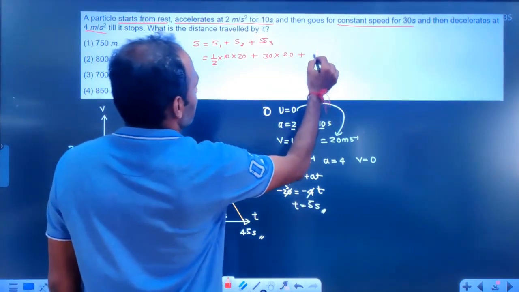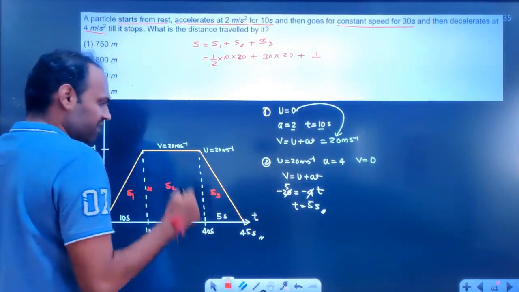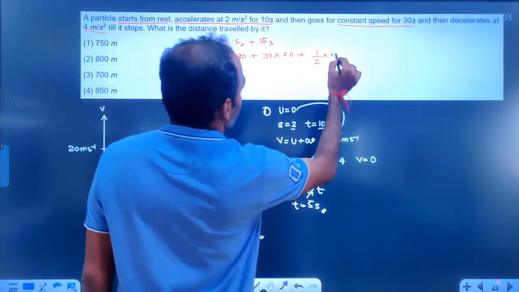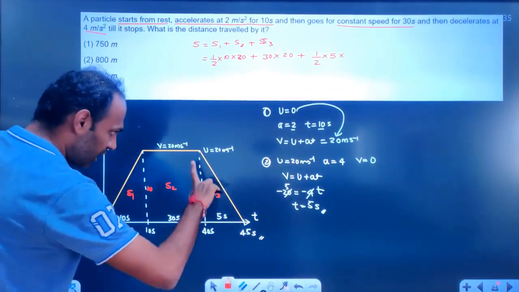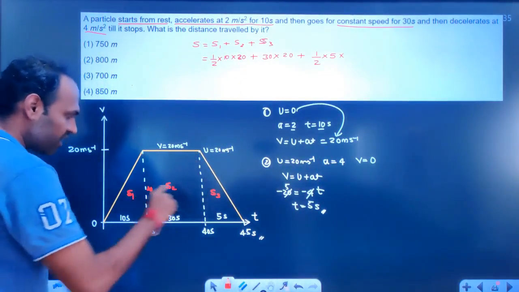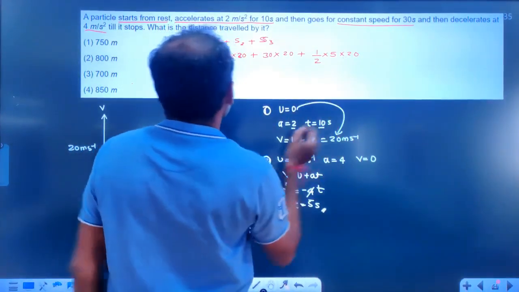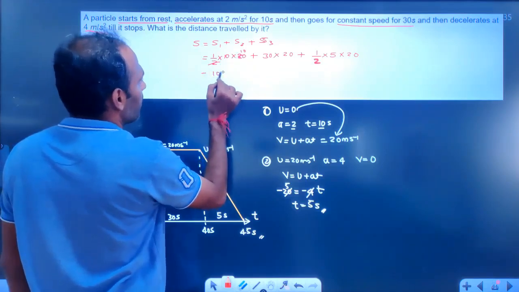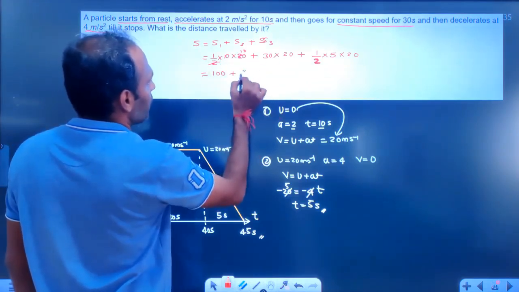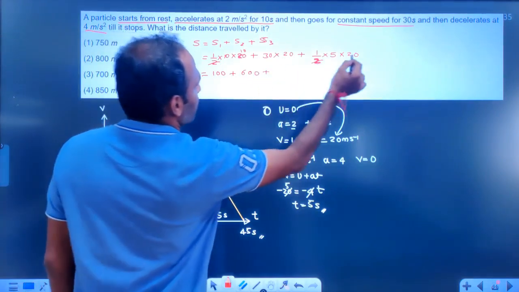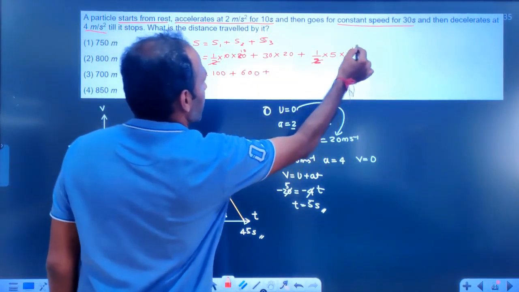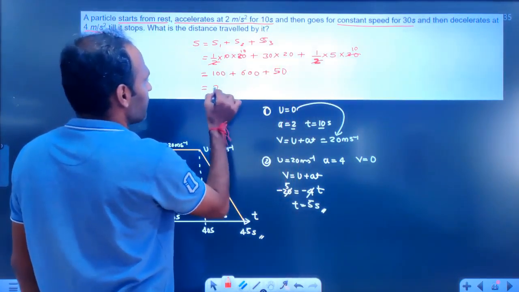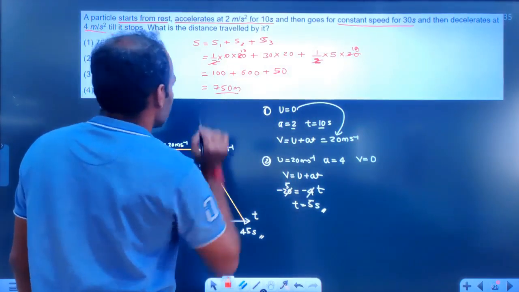Next S3, the right angle triangle. The area formula is half into base into height. How much is the base? Base is 5. How much is the height? Height is same, 20. Correct? So ಇಲ್ಲಿ ನೋಡ್ರಿ, half into 10 into 10 will be 100, plus 30 into 20 will be 600, plus half into 10 into 5, will be 50, right? So 100 plus 600 plus 50 is 750. So the total distance traveled is 750 meters.